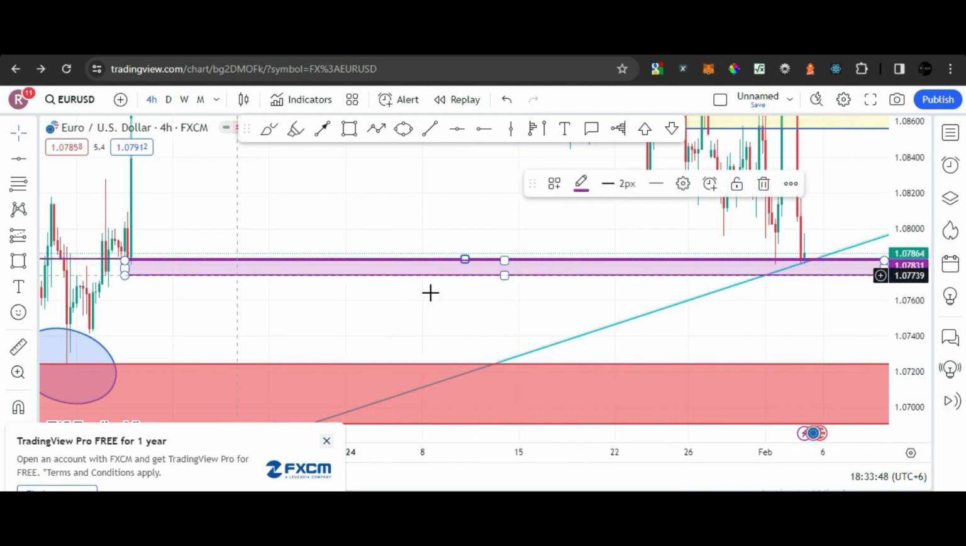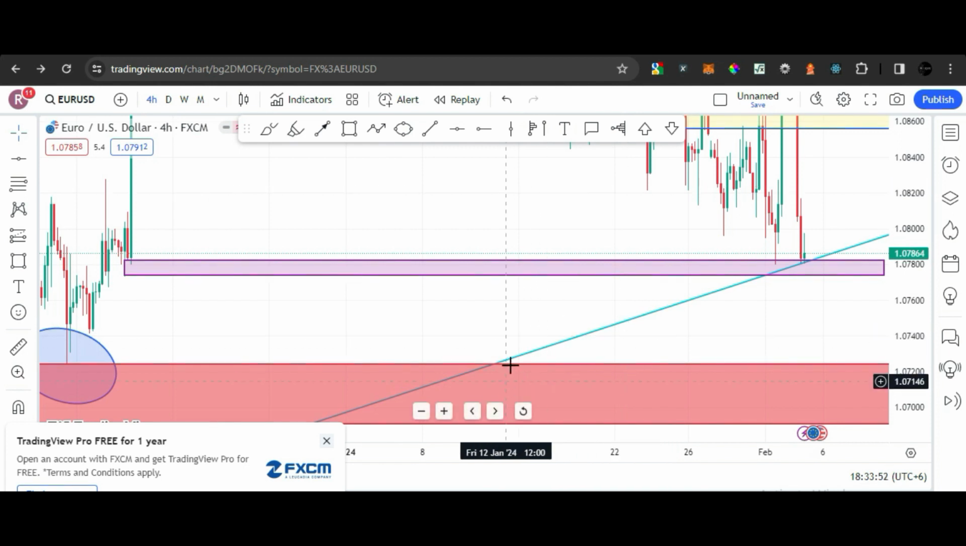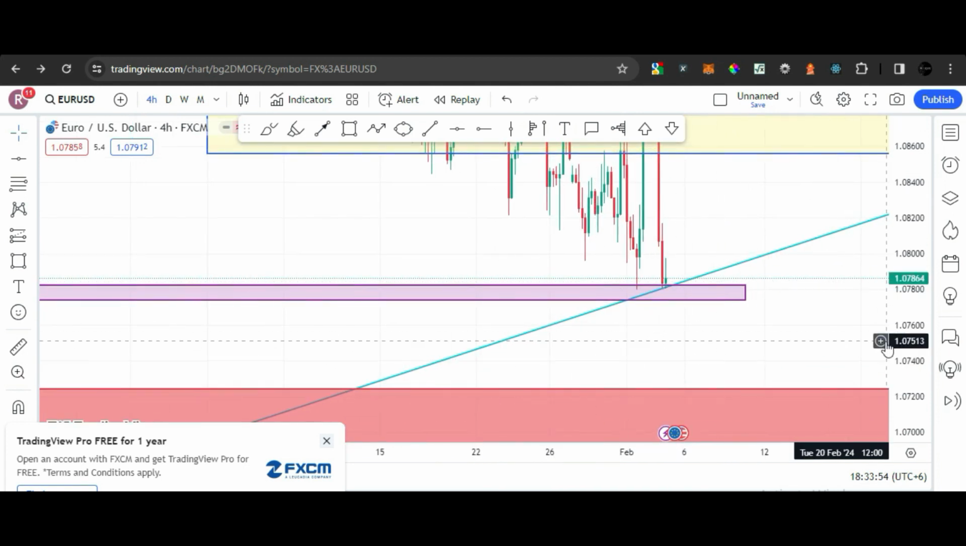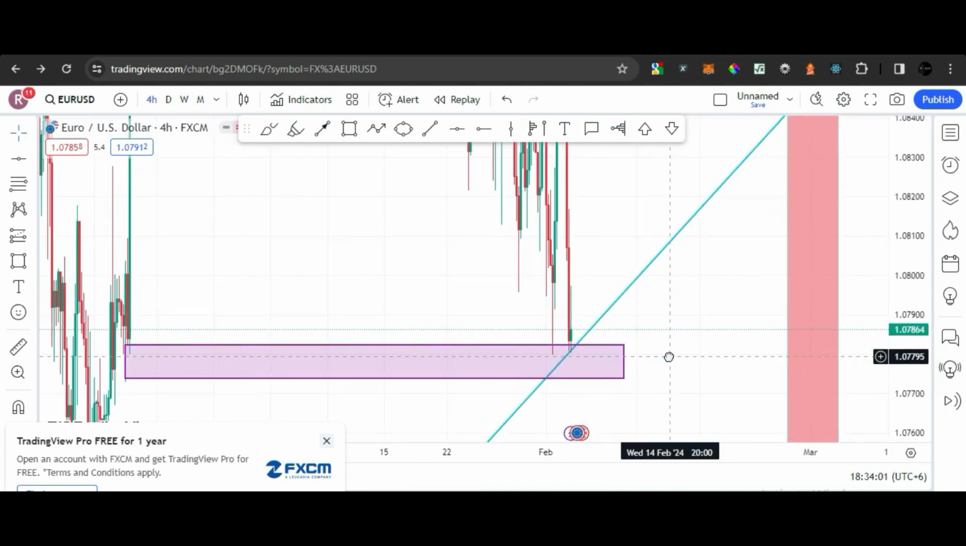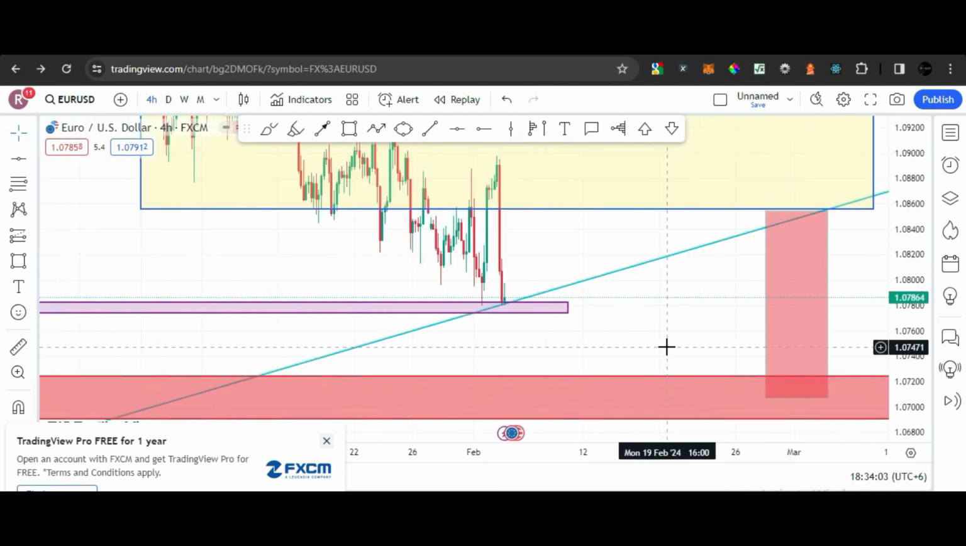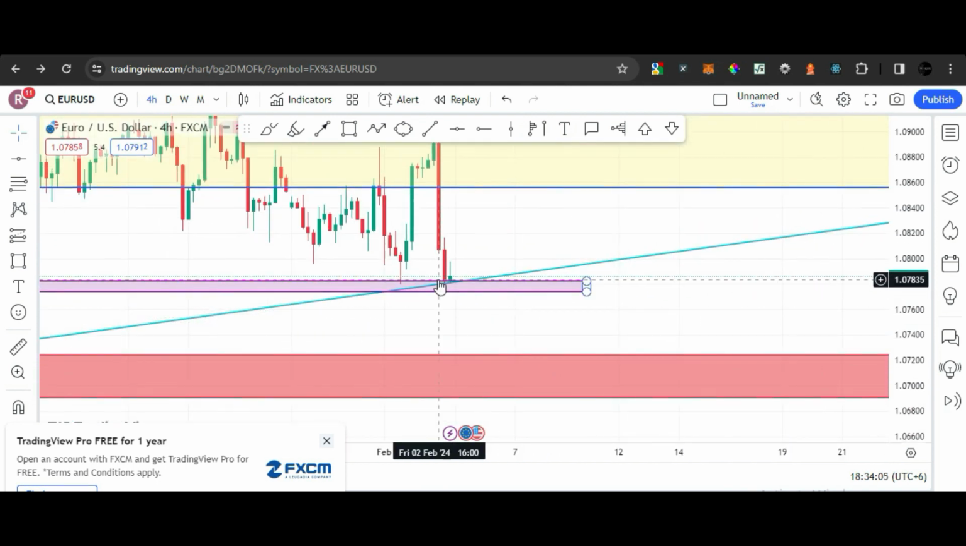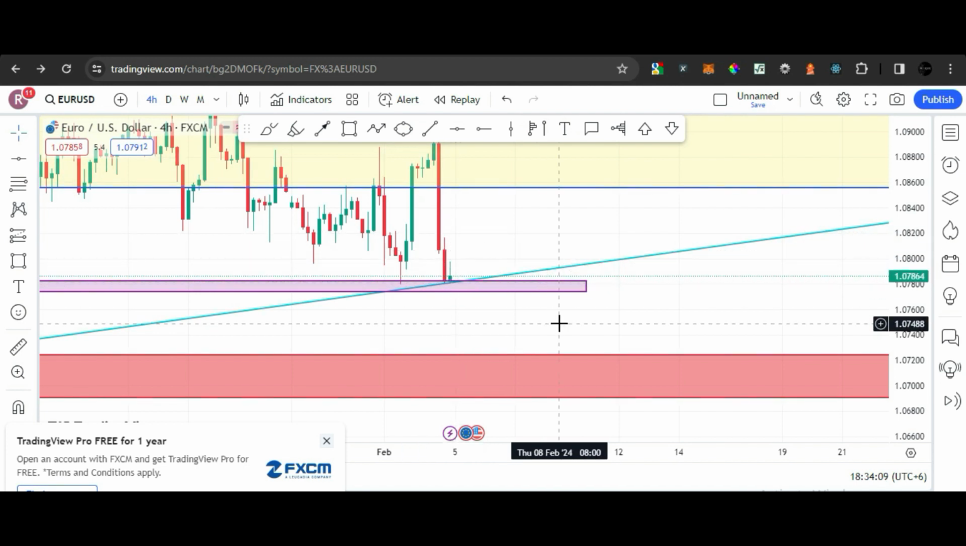No, I don't want the lines. So the box will do the job. So this is a support level which has been supported by both the weekly trend line as well as the 4 hour double bottom. So keep that in mind, and we are seeing that price tried at the last 4 hours on Friday, it tried to move upward, it failed, and it is retesting again.